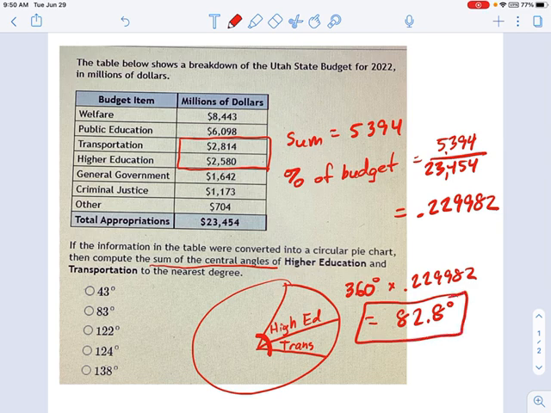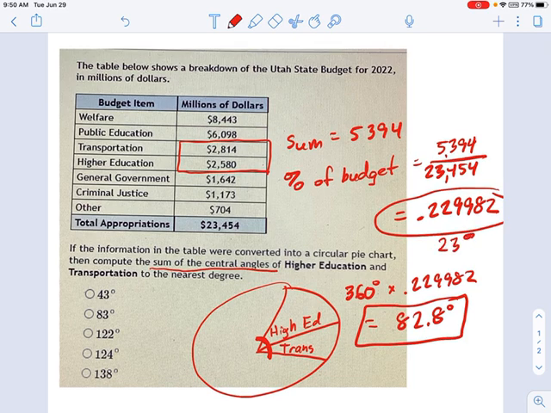So you can think of this right here as a percentage, right? That's 23% of a circle, and the total is 360 degrees, so your answer is 83 degrees right here.